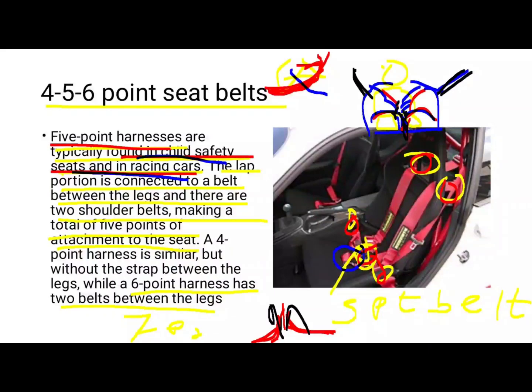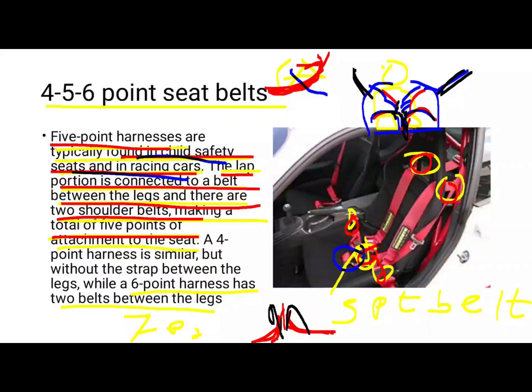Now this is the structure of a 5-point belt. It is given in this paragraph: the lap portion is connected to the belt between the legs, and there are 2 shoulder belts having total 5 points. Now we will move to the 4-point.